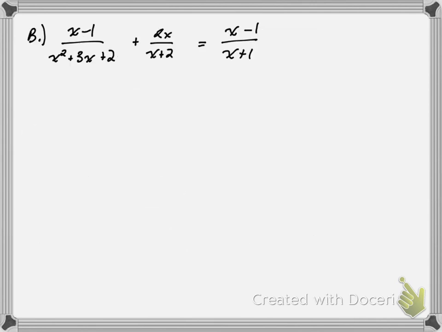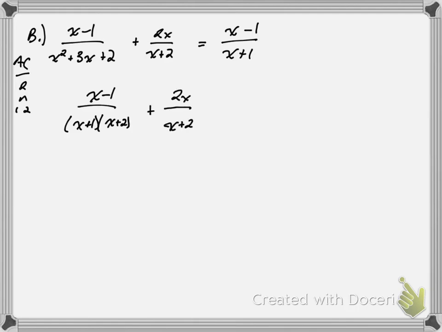Let's try this one. Well, again, let's factor so we understand what our denominators are. So we get x minus 1 over my AC number, which is 2 here. That gives me 1, 2. Perfect. x plus 1, x plus 2, plus 2x over x plus 2 equals x minus 1 over x plus 1. Well, what's our common denominator?